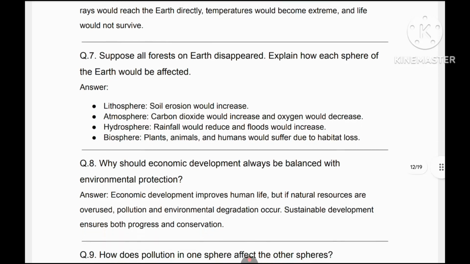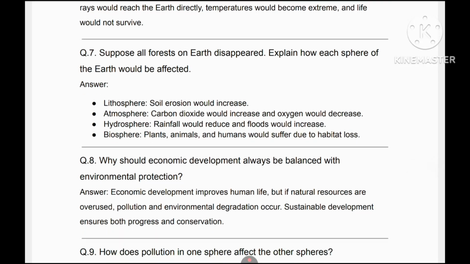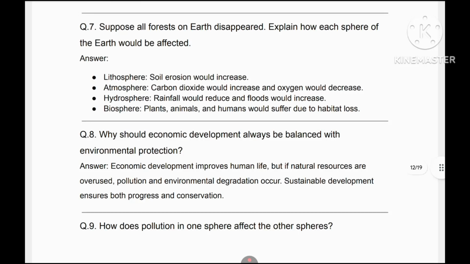Suppose all forest on earth disappeared. Explain how each sphere of the earth would be affected. Lithosphere, soil erosion would increase. Atmosphere, carbon dioxide would increase and oxygen would decrease. Hydrosphere, rainfall would reduce and floods would increase. Biosphere, plants, animals, and humans would suffer due to habitat loss.